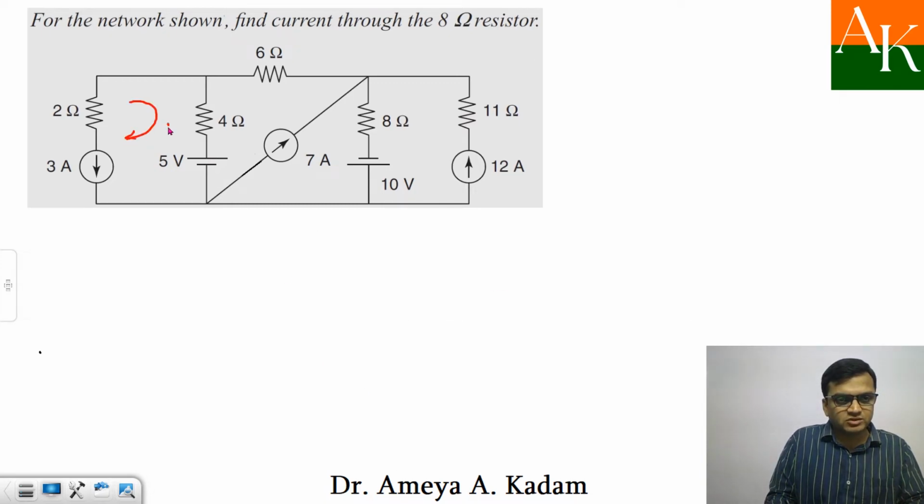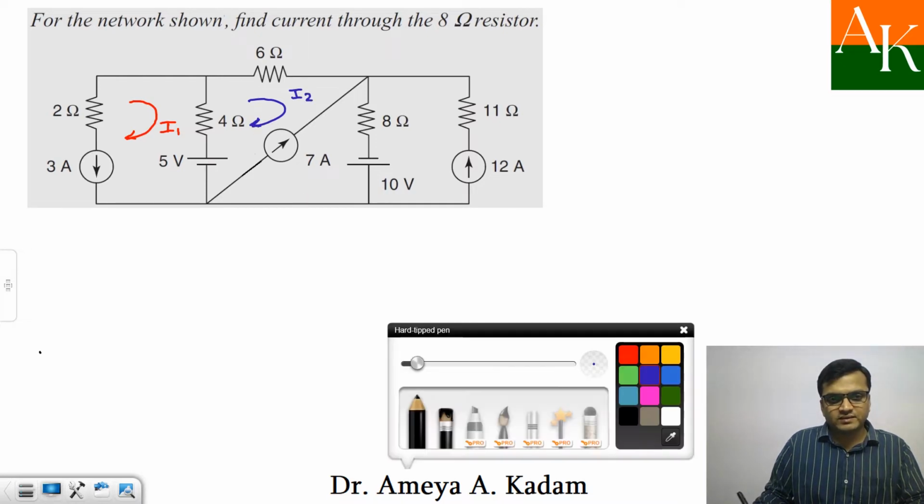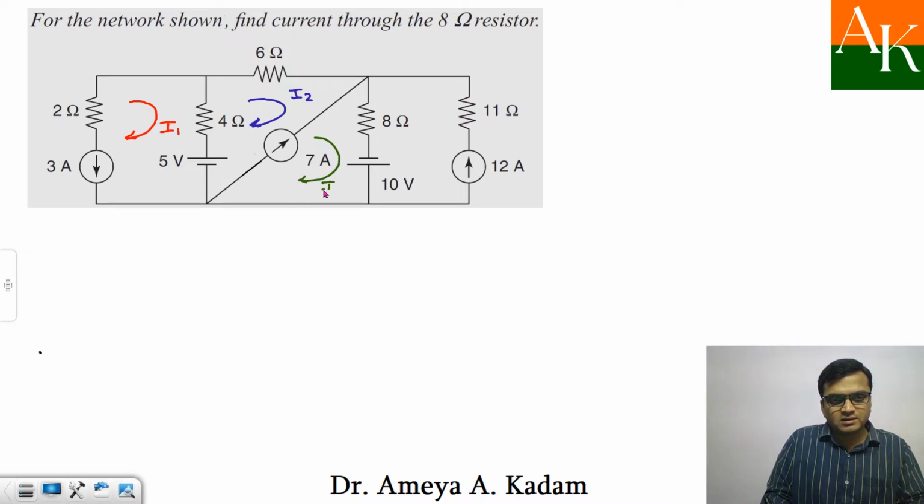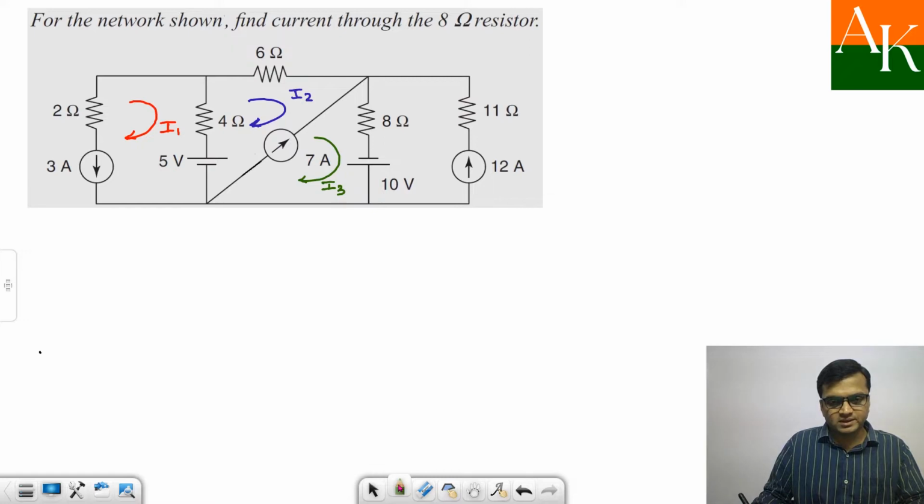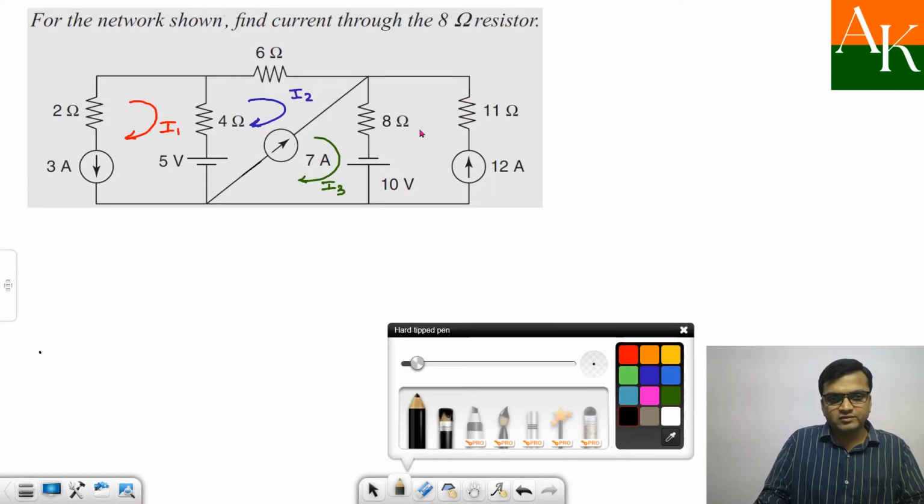First of all, we will assume current I1 in this mesh. Then I will have I2 over here in clockwise manner. Then I will have I3, no problem, I3 over here. 7 ampere is for this current source. I3 is moving over here, and then I will have I4 over here.